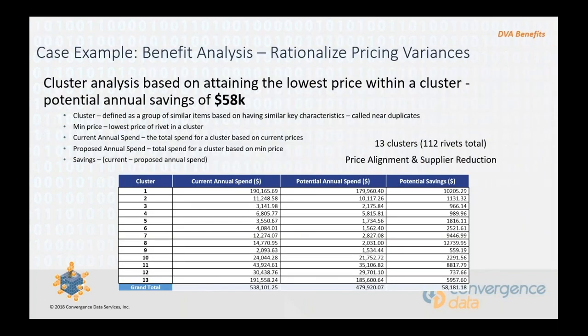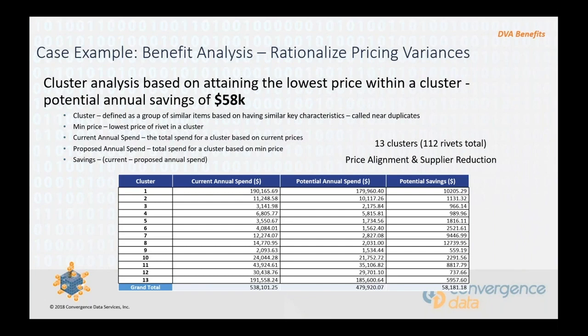And then lastly, we do a benefit analysis. This is one way of doing it. There's a lot of different ways of doing it. We look at all of our clusters. We did about 13 clusters on these rivets. We looked at the spend. Some of these, like the first cluster, might have had 100 rivets. The second one might have had 50. So that's why the spend varies so much.